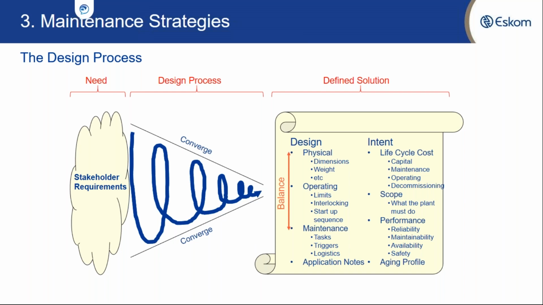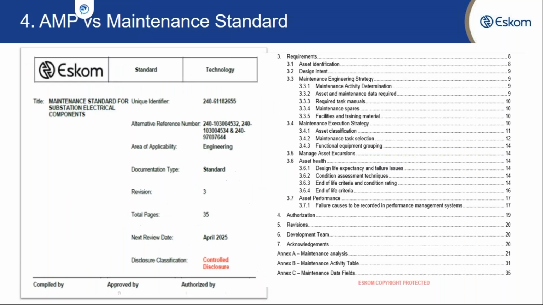So the physical is basically how that asset is configured, the dimensions and how it looks, while the operating base will speak to how we are supposed to be operating that asset. The maintenance element will give direction to the maintenance activities that we'll have to do. So in summary, this picture says maintenance starts from stakeholder requirements, and as part of the design process, we have to make sure that we are designing with maintenance in mind.